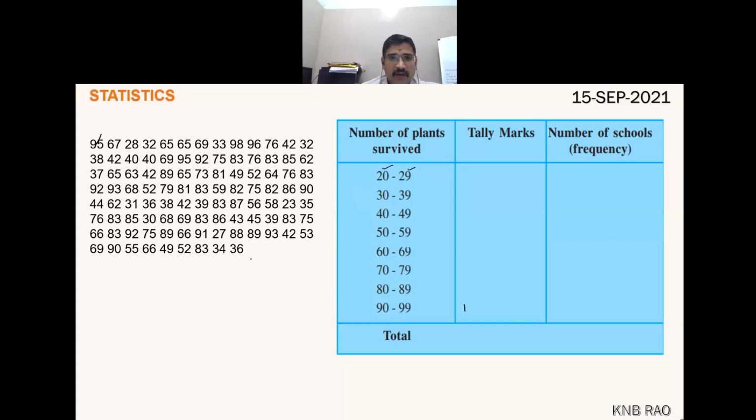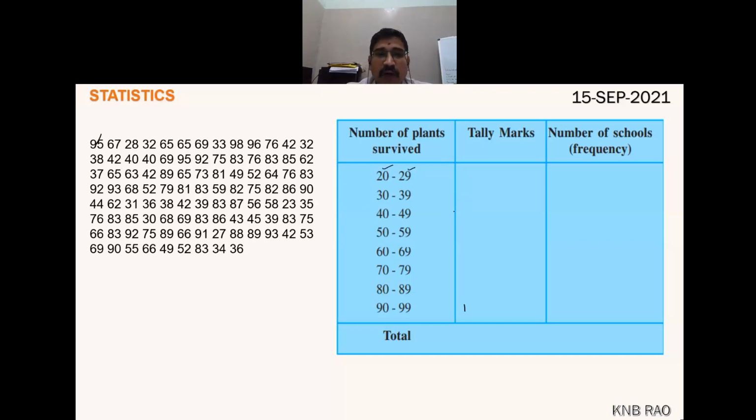Okay. Sir, with an inclusive frequency table, there will be no confusion about which value will be excluded and which will be included. Correct. And in inclusive class intervals, we won't have any confusion at all, where the 30th tree automatically comes here only.